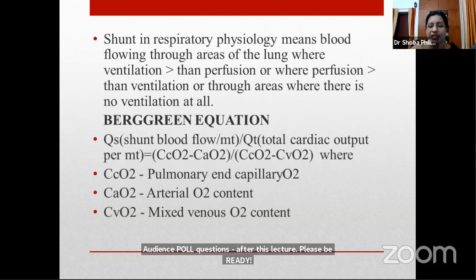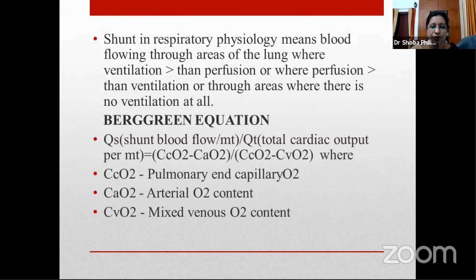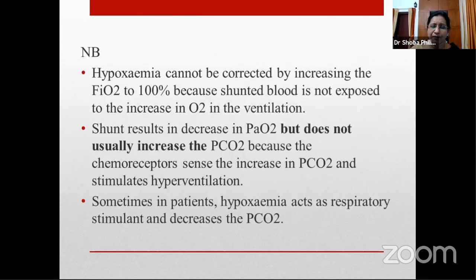So this is best described by the Berggren equation, which states that QS by QT, QS is the shunt flow per minute as a fraction of the total cardiac output, is equal to CcO2 minus CaO2, where CcO2 is the pulmonary end-capillary oxygen content, CaO2 is the arterial oxygen content, divided by CcO2 minus CvO2, where CvO2 is the mixed venous oxygen content. Some points we should keep in mind are hypoxemia cannot be corrected by just increasing the FiO2 to 100%.